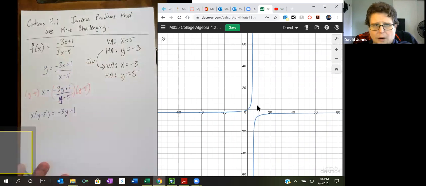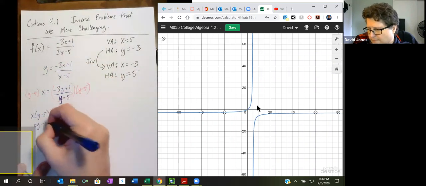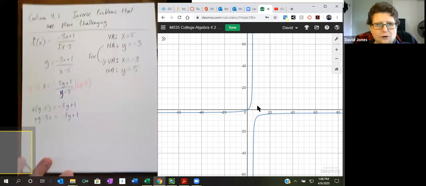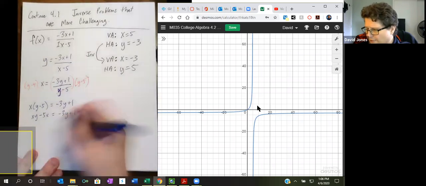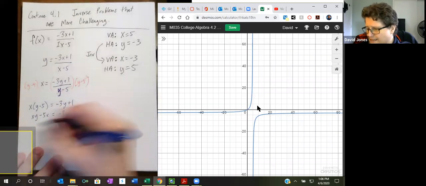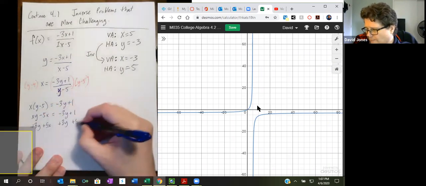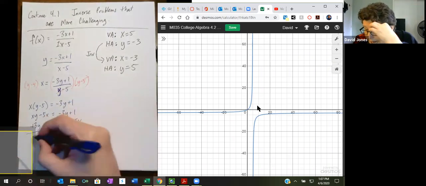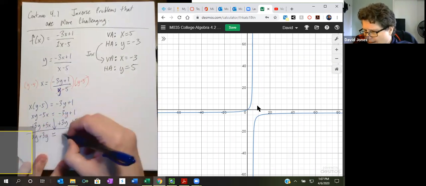We're trying to get y by itself. So what we're going to do is distribute this x. And now I'm going to gather all of my y terms on the right side. Or heck, I can do it on the left side. And I'll move everything else to the other side. My equal sign comes down. I have xy plus 3y on the left now, and on the right, I have 5x plus 1.